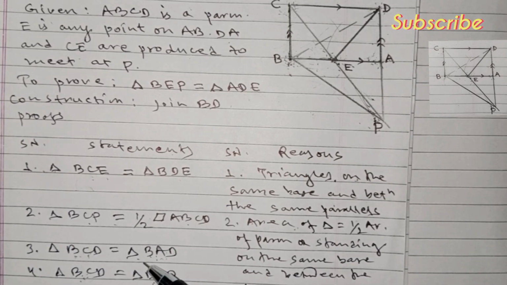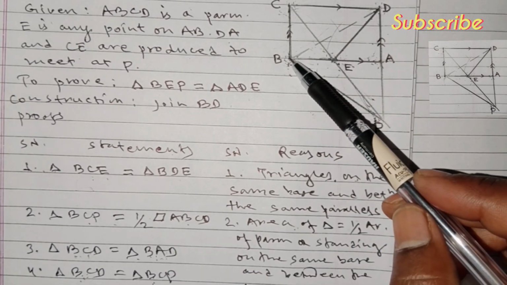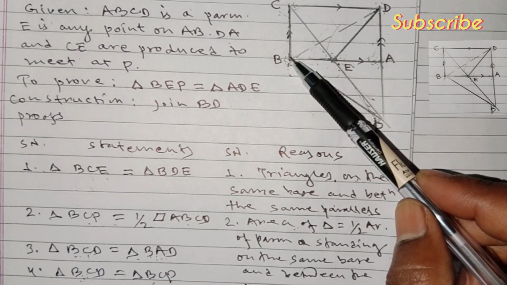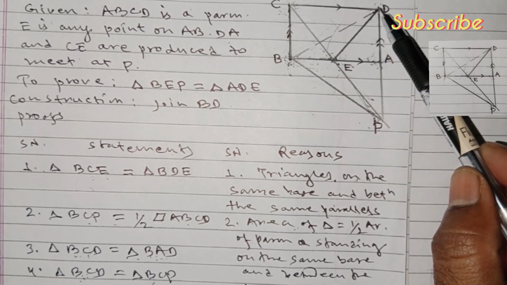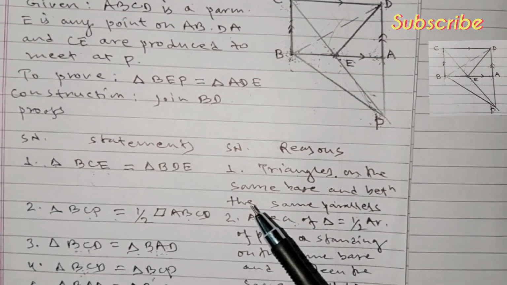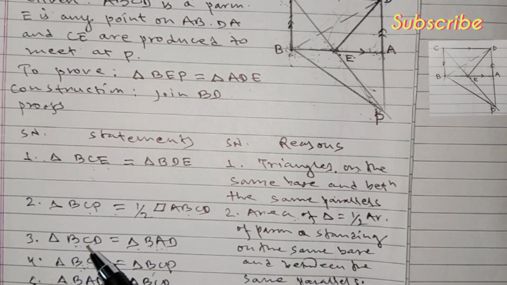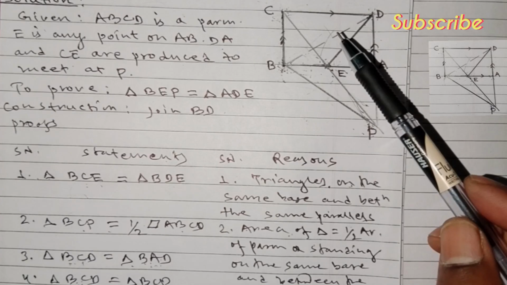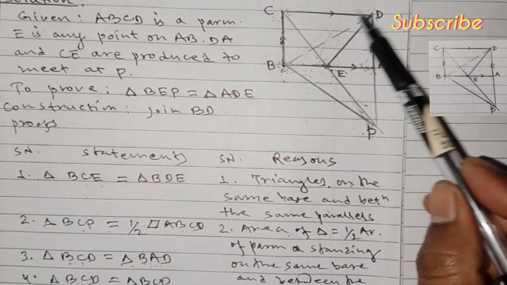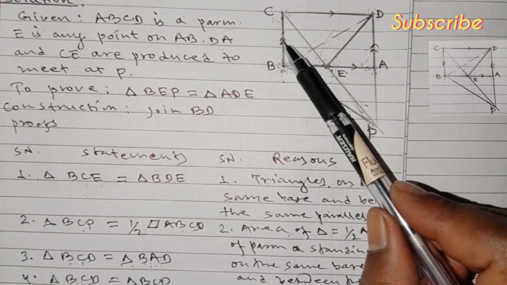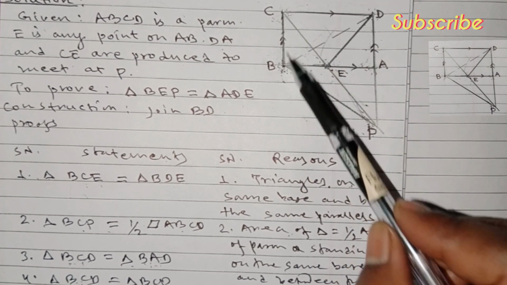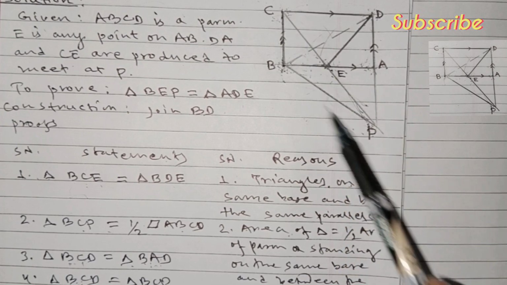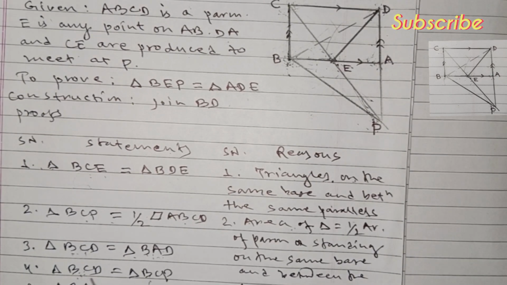Now in statement number 3, we can take triangle BCD equals to triangle BAD because diagonal BD divides the parallelogram into equal triangles. Now triangle BCD and triangle BCP, they are on the same base and between the same parallels. So we can write triangle BCD is equal to triangle BCP in statement number 4.